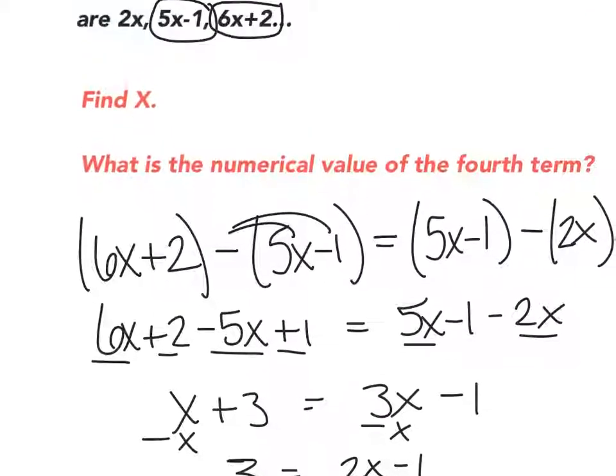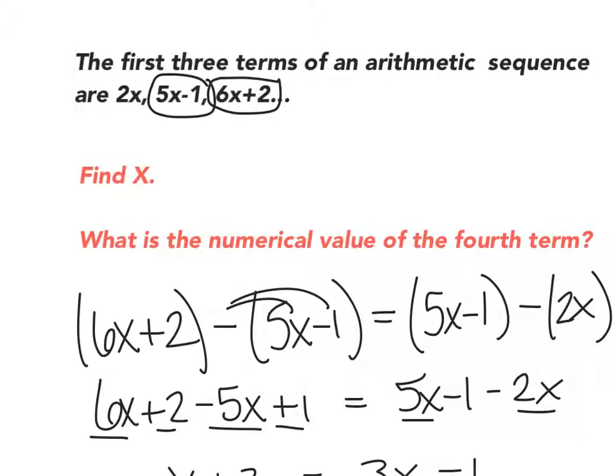Okay, so now let's see if we're correct. We solved for x, and now let's see if we can evaluate these terms. If x equals 2, what is our first term? Well, our first term would be 4. If x is 2, our second term would be 9. And if x is 2, our next term should be 14. Do we have a common difference? How do I get from 4 to 9? Well, I add 5. How do I get from 9 to 14? Well, I add 5. Looks like my common difference is holding.